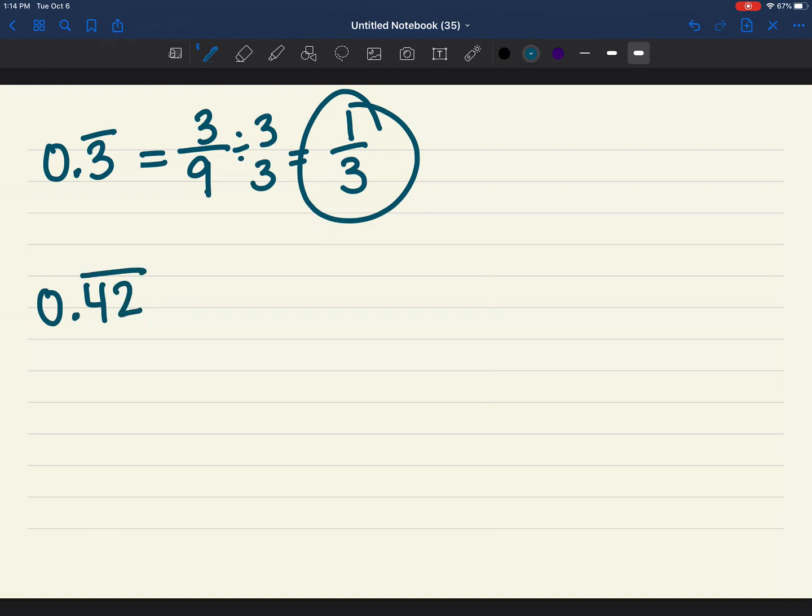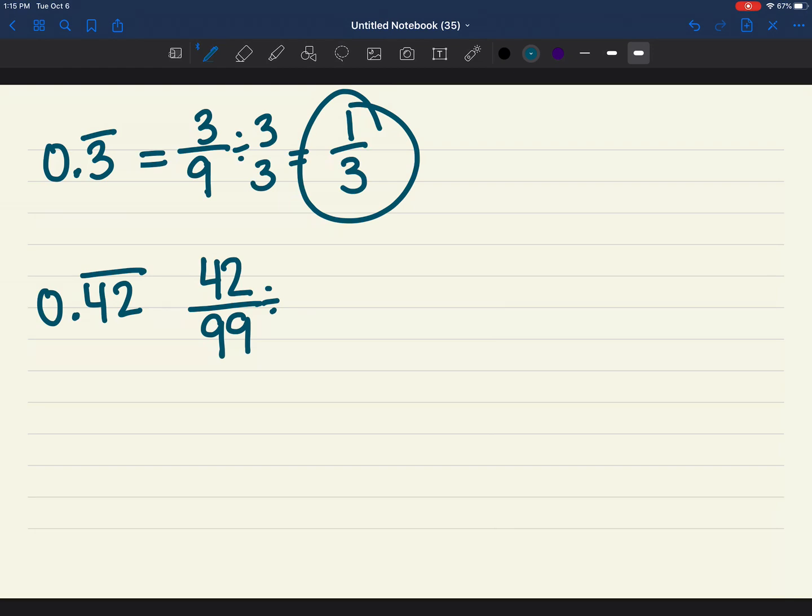Okay, here's the question you were about to ask, Dylan. How many numbers are under your repeat sign? 2. What should you put on top of your fraction? 42. How many 9s should you put that over? 99. Just listen, because I can show you the long example of how we get to this, but that's going to confuse you more than just knowing this. However many numbers repeat, that's how many 9s you're going to put it over. Not a single zero on the bottom.